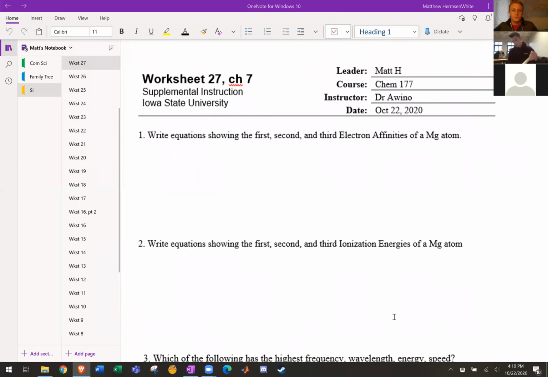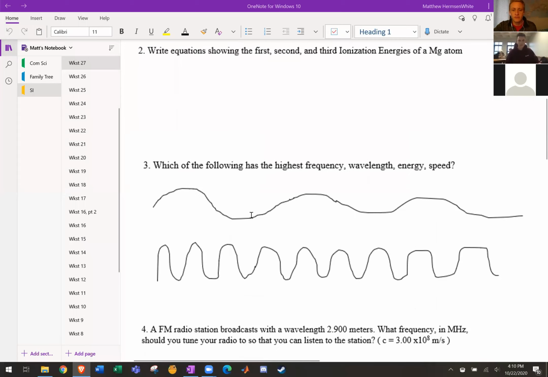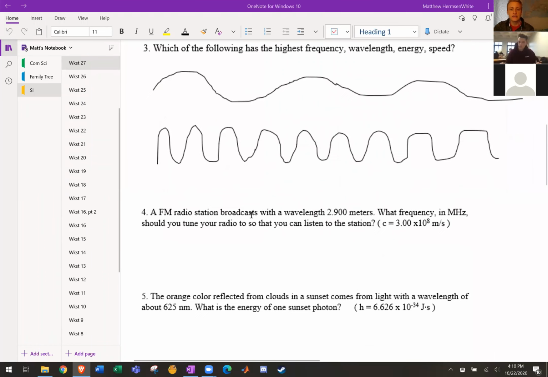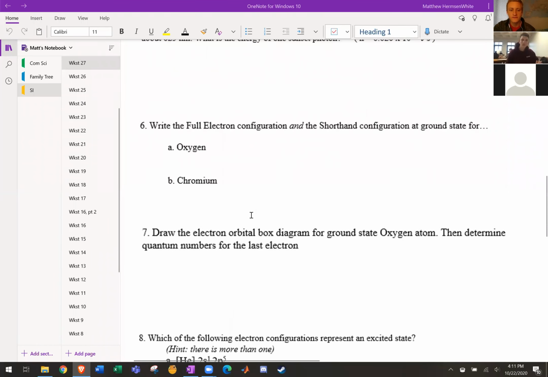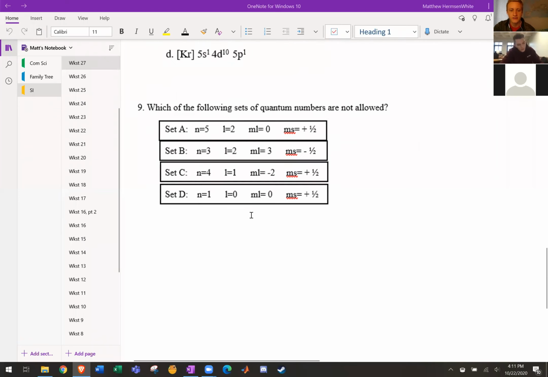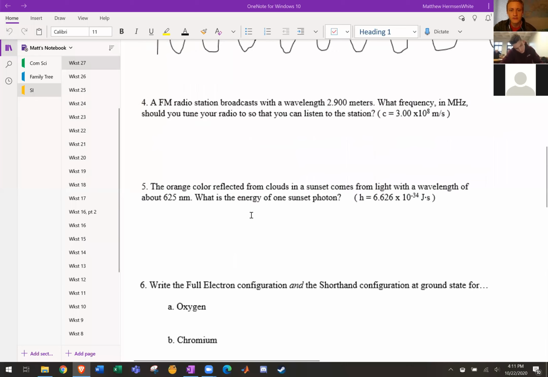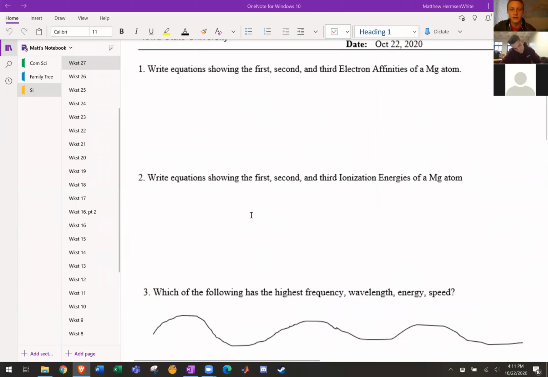So with chapter 7, I have questions 1 and 2 today regarding electron affinity and ionization energy. I think it was the last thing yesterday, and I didn't get to these questions. I just want to go over them briefly. And then we're going to review wavelength, energy, frequency, that kind of stuff, electron configuration and quantum numbers. And I think that's all I have for today. If you can think of something as we're going that I forgot, feel free to let me know.